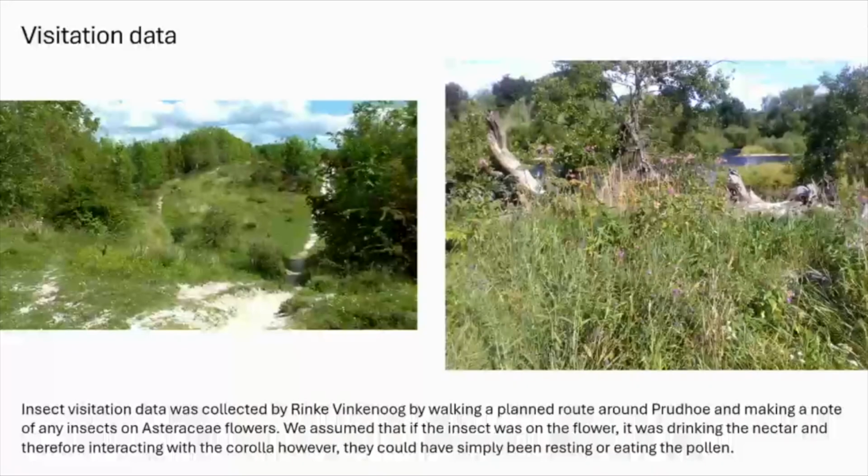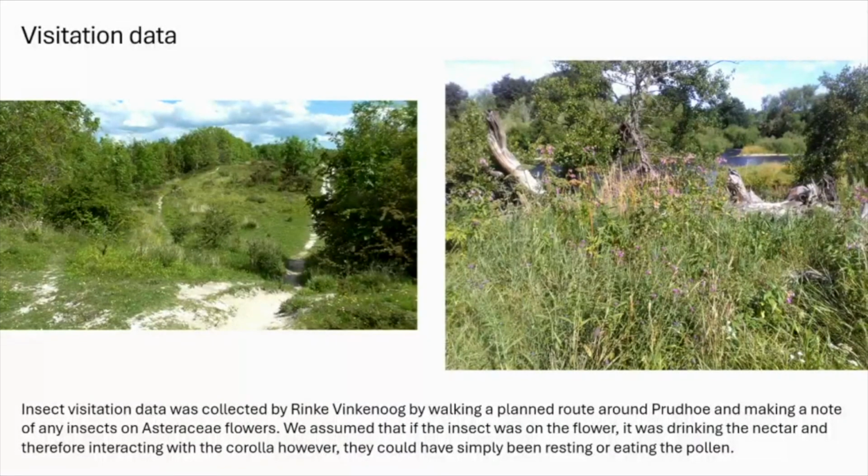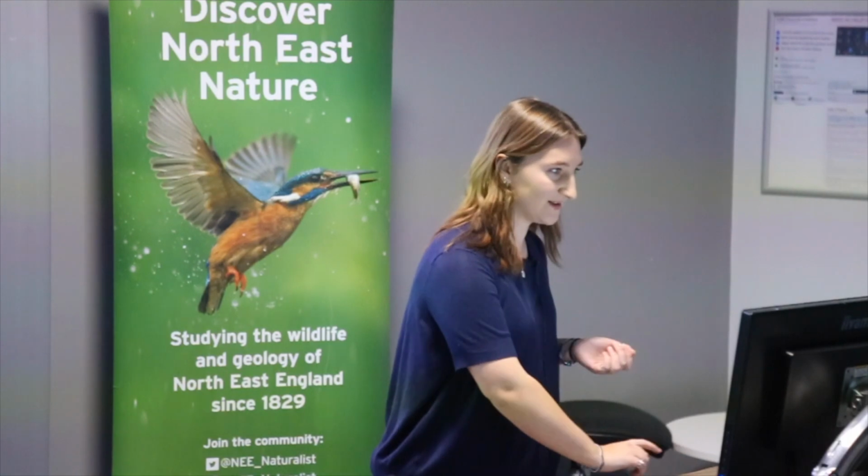So Rinky had the pleasure of collecting the visitation data. So I think, how many years did you do it? Like 5 years? More, 5, yeah. He would go out walking and count how many insects on which flowers, where they were at, what they were doing. Well, not really what they were doing, but that's in there. If they were on it, we counted it as they were drinking the nectar. They were interacting with the corolla. So I got one of these years that was 2023, I think. Yeah. And then I analysed that, and we'll get to that.